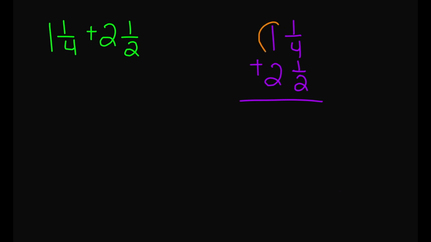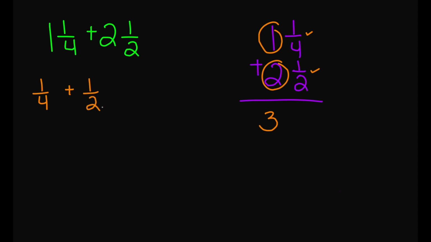1 1/4 plus 2 1/2. Let's look at this example here. I'm going to rewrite it so that we can see. We're going to add my 1 plus my 2. This is going to equal 3. And then we're going to add my 1 over 4 plus the 1 over 2.